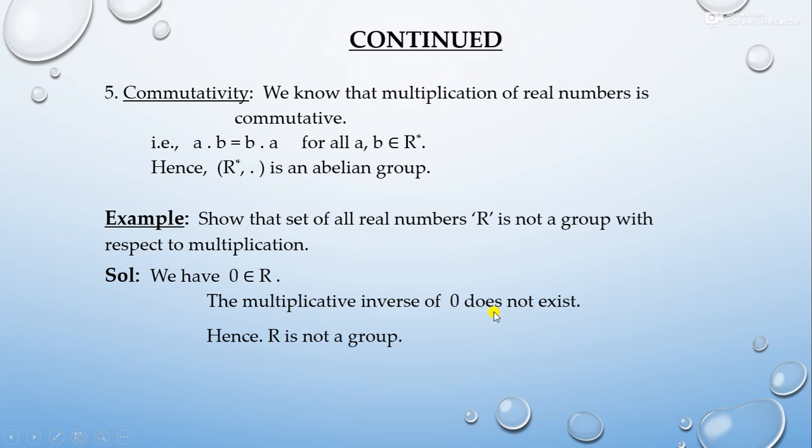The multiplicative inverse of 0 doesn't exist, because 1 by 0 is infinite, not defined. So we can say that R is not a group because it does not have the inverse. 0 inverse doesn't exist. So R is not a group. If any one property from all these does not hold, we can say that this does not form a group.